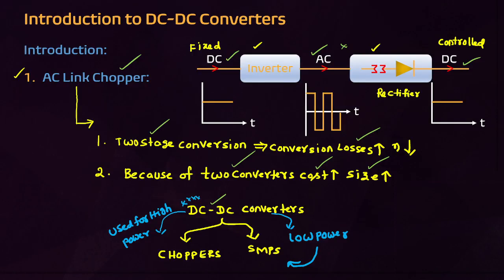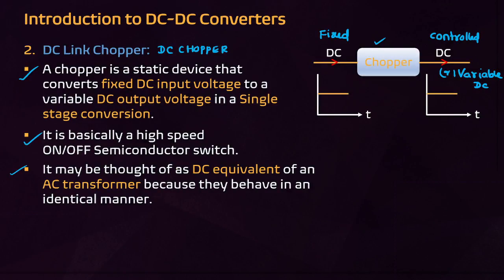These DC to DC converters are again of two types, that is choppers and SMPS. If the DC to DC converters are used for high power applications, those are called choppers. If the same DC to DC converters are used for low power applications, those are called SMPS. But you have to concentrate. This is what exactly a chopper. It is a static power electronic circuit which converts fixed DC to variable DC in a single stage conversion.